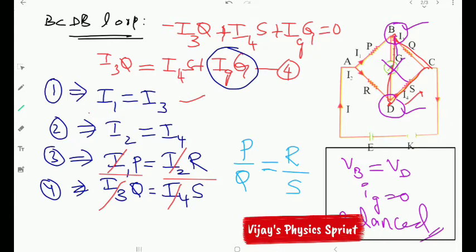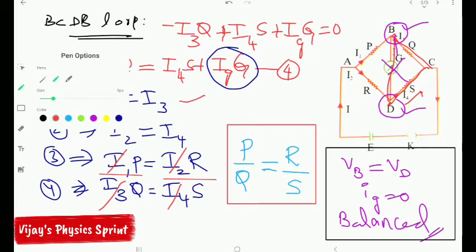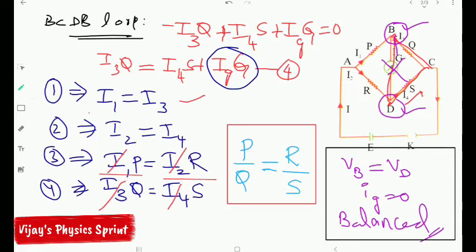So this is the balanced condition of the Wheatstone bridge: P by Q equal to R by S. When it is balanced, meaning when the current through the galvanometer is 0, then the bridge is said to be balanced. Only in this case are we achieving the condition P by Q equal to R by S. Okay.